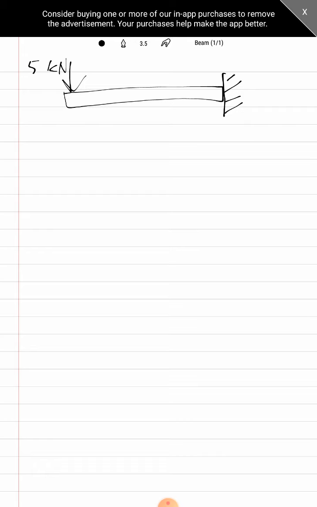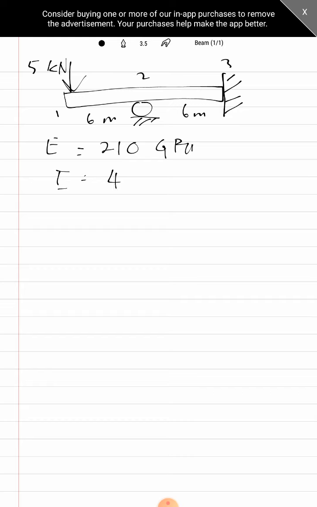This is the node given here as 1, and here you have a roller support, and you have node 2 here, and at the fixed end is node 3, and the lengths are 6 meter and 6 meter, and the E is given equal to 210 gigapascal, and the I, the moment of inertia, is 4 times 10 to the power of -5 meter to the power 4.